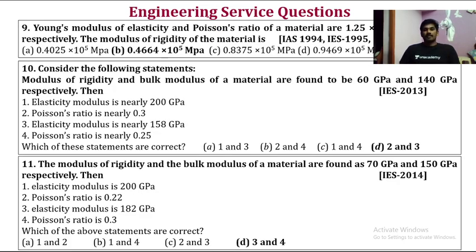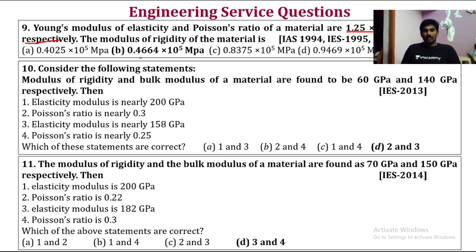Young's modulus of elasticity or Poisson's ratio of a material. What are the Young's modulus of elasticity and Poisson's ratio of a material? They are 1.25 × 10^5 megapascal and 0.34 respectively. This is your Young's modulus and Poisson's ratio. What is the modulus of elasticity of the material?